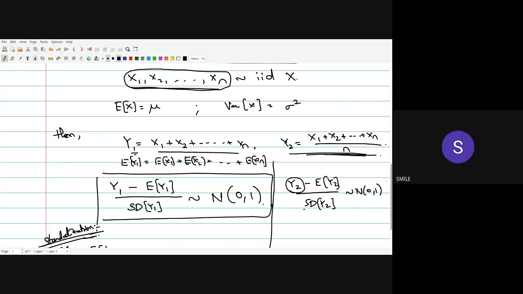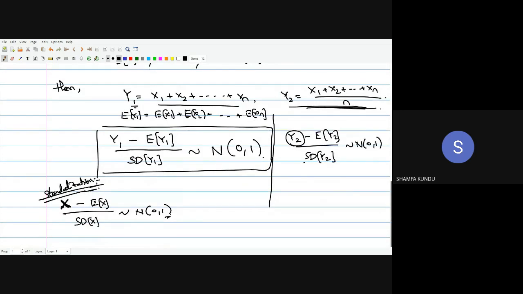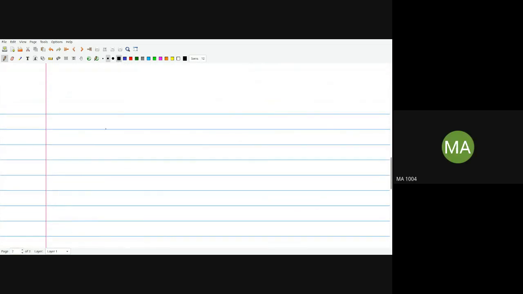Sir, how can I find out the expectation of y2? You can compute it, right? Let's do y1 first, and we will go to y2. So y1 is basically x1 plus x2 plus and so on up to xn. So what will be the expected value of y1?